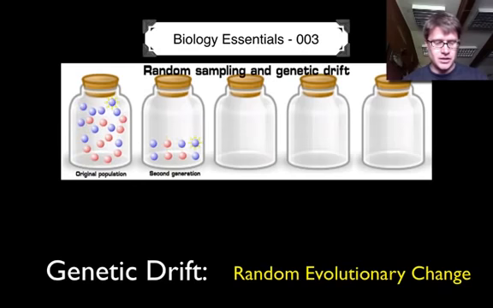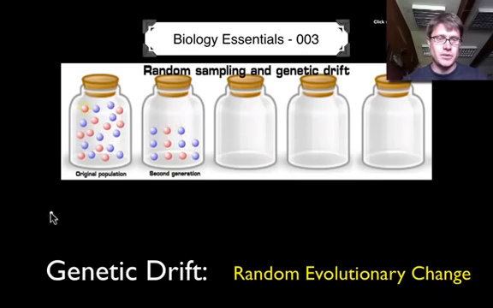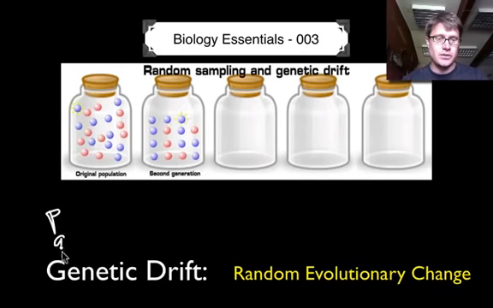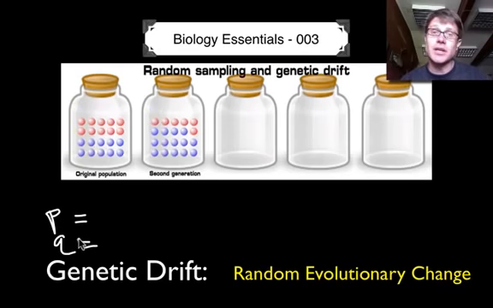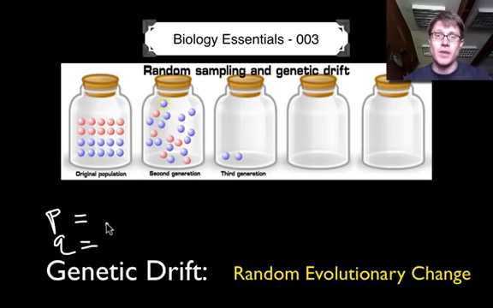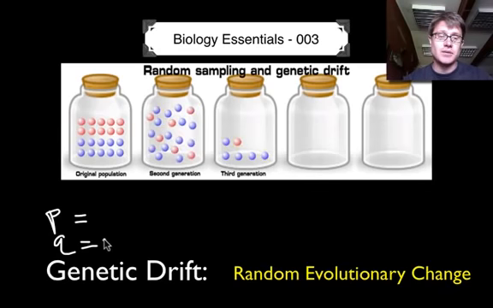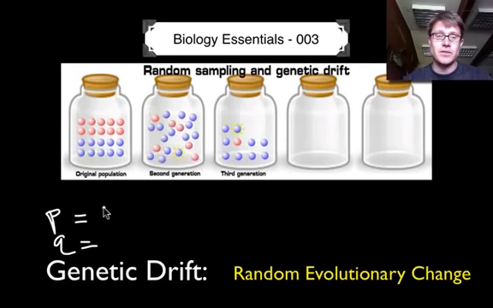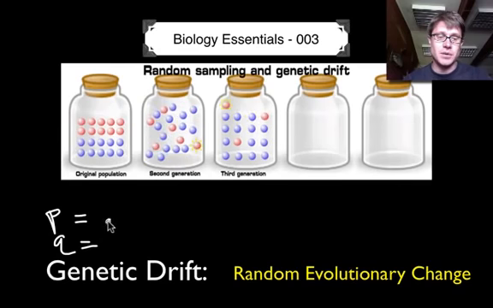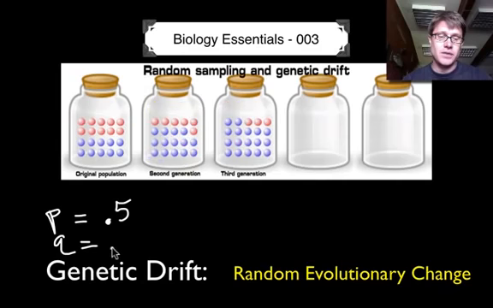If you weren't paying attention, I could write some of this stuff out. So we had a p-value and a q-value. The p-value is the allele frequency of the dominant. In this case, let's say the dominant is red, and the q-value is going to be the recessive. In the first generation, we've got 10 and 10, so our p-value is going to be 0.5, and our q-value is going to be 0.5.